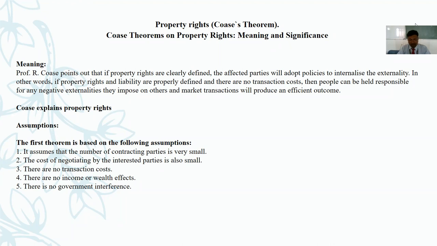First, it assumes that the number of contracting parties should be very small. That means if one individual creates externalities for many individuals, say A, B, C, D, some 100 people who become victims of this one individual, then we could not apply this theory of mutual understanding. It is possible to apply between two parties, because negotiation is easier. Even with two or three parties, we can manage to negotiate.